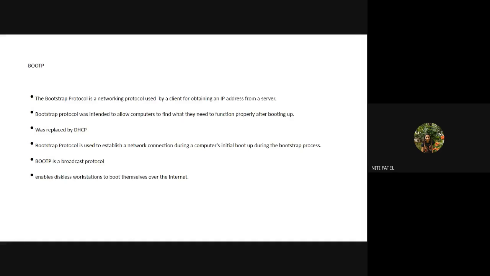Since my system is working, I have used that Bootstrap protocol to get the internet connectivity. Through that Bootstrap internet connectivity, I am allowing the diskless workstations to load and to work on the network. Are you understanding this?